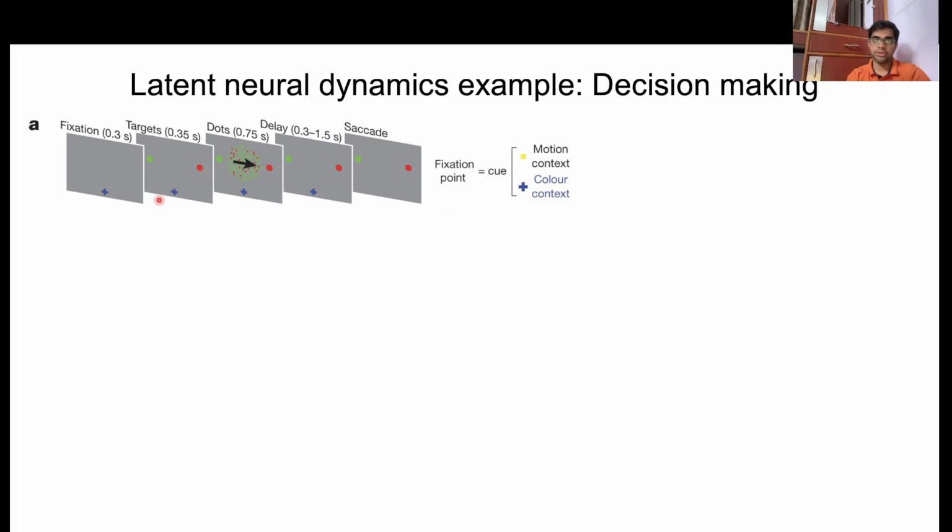What the monkey has to do is, there are two targets appearing showing in red or green color on either side of the screen, and then there is a moving dot stimulus, random, it's called random dot kinematogram, and then there is another delay period, and then the monkey has to make a saccade to right or left based on either the motion context or the color context, and how they make the saccade, we'll see that.